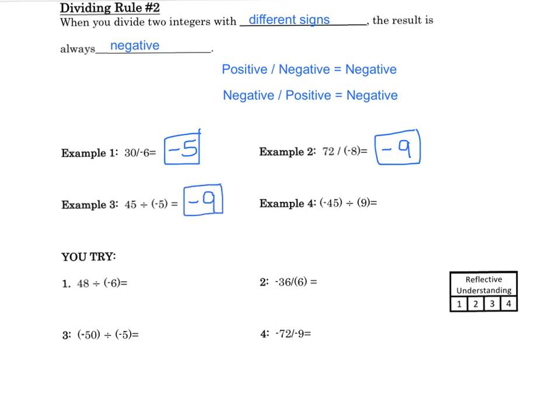And our last example, example 4, we now have a negative 45 divided by a positive 9. Again, a negative divided by a positive gives us a negative, and 45 divided by 9 gives us 5. So our answer is negative 5.